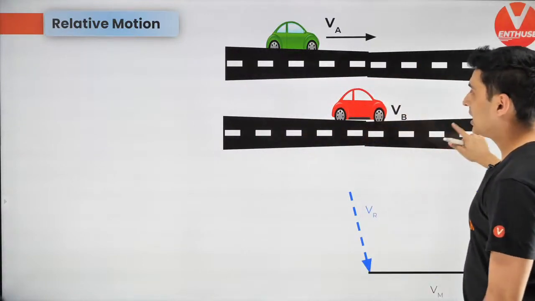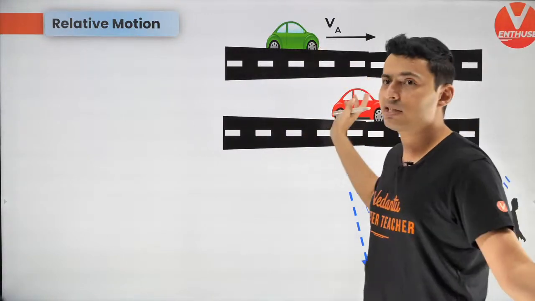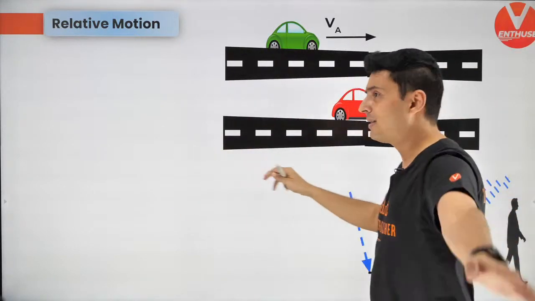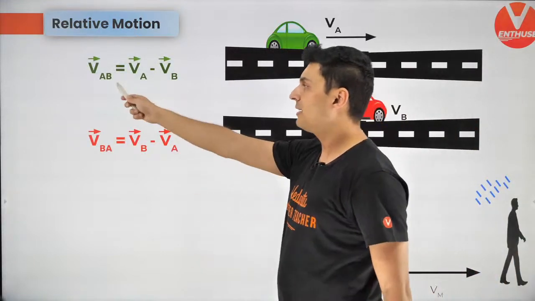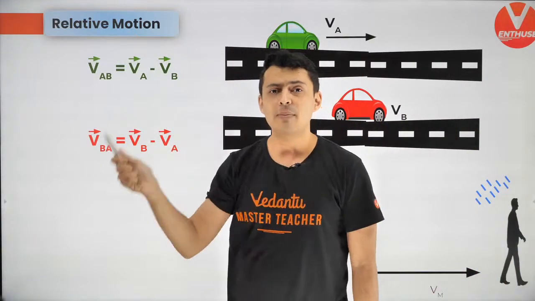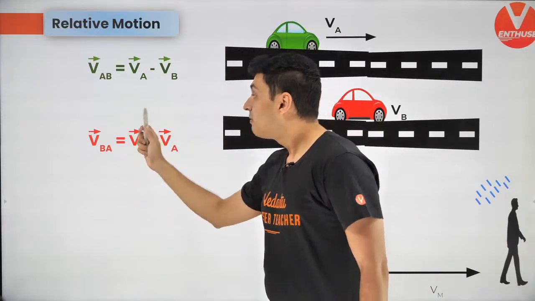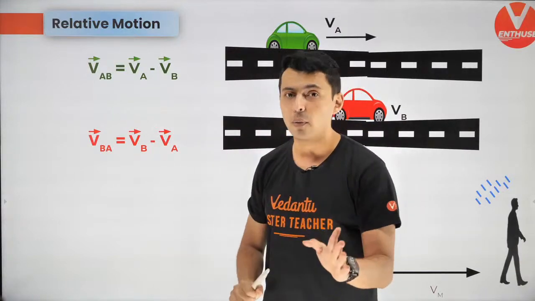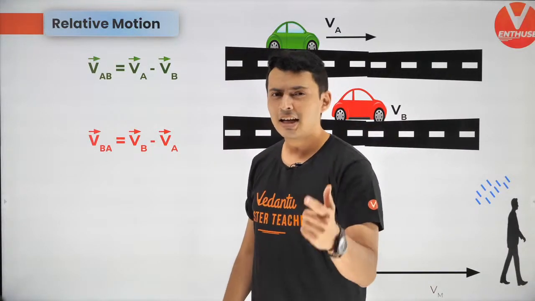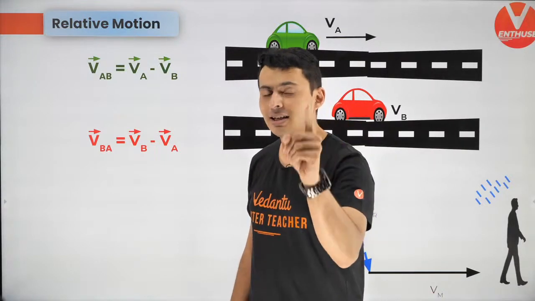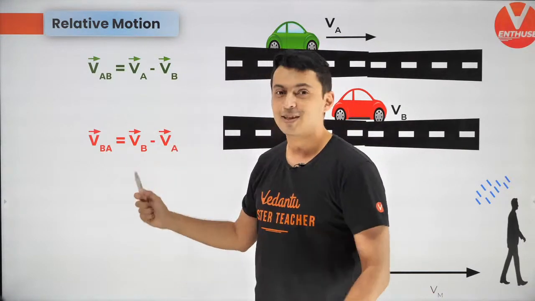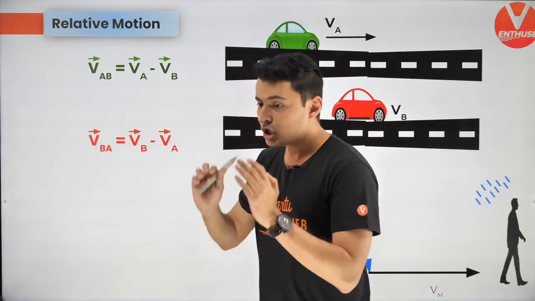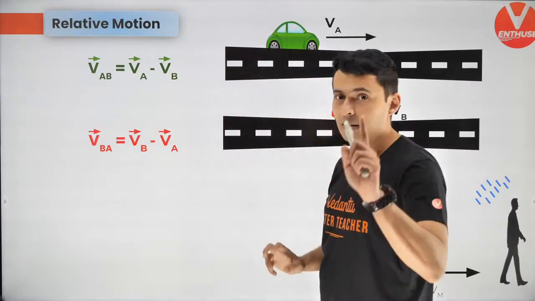Now, relative motion. VA, VB, two cars, two bikes, any two donkeys, monkeys going anywhere, doesn't matter. Relative velocity of A with respect to B is VA minus VB. Velocity of B with respect to A is VB minus VA. Should I use this only in 1D? No. Can I use it in 2D? Yes. Can I use it in 3D? Yes. So what do I need to keep in mind? It is vector subtraction. That's all. This is always vector subtraction.